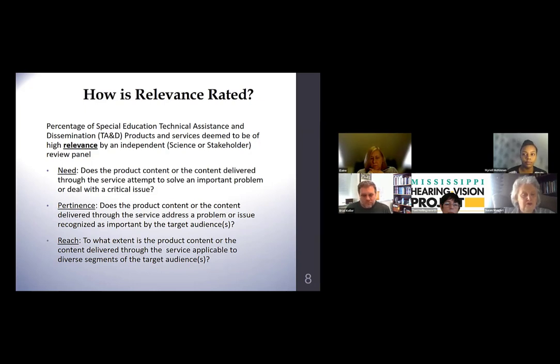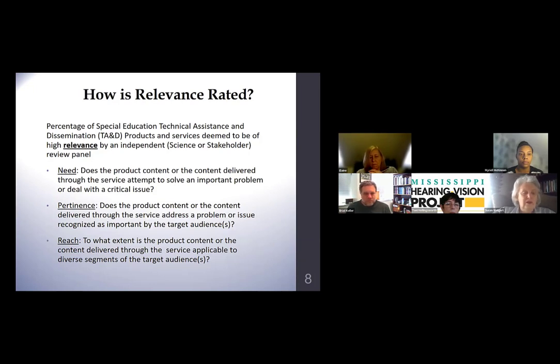The pertinence dimension is, does the product or content delivered through the service address a problem or issue recognized as important by the target audience? And finally, the reach dimension is, to what extent is the product or content delivered through the service applicable to diverse segments of the target audience?